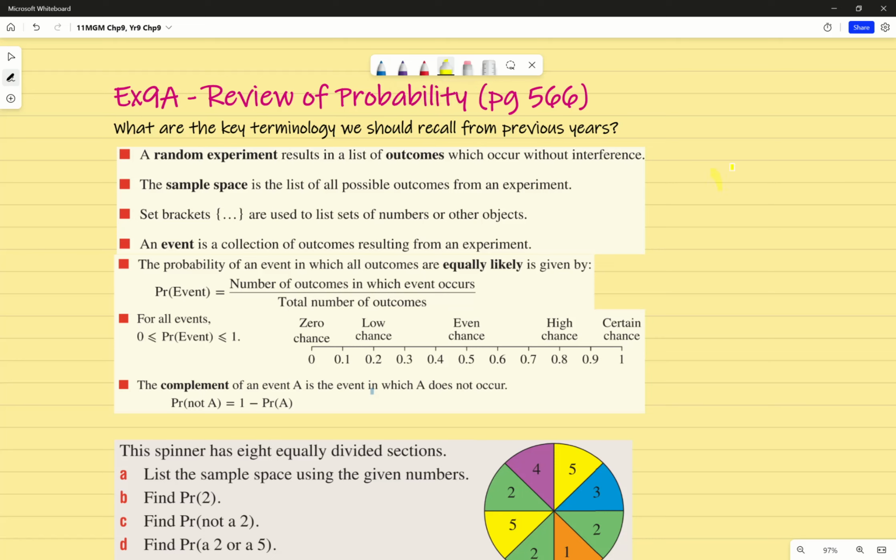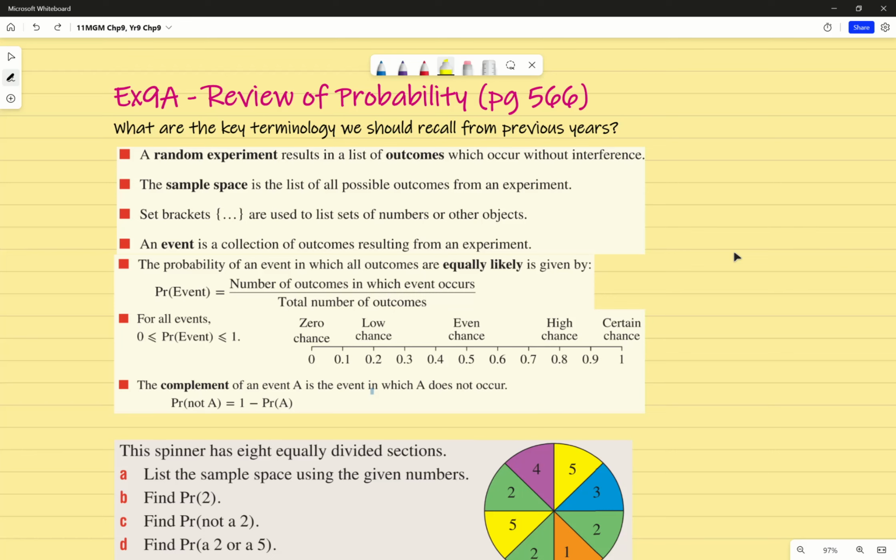This is an introduction to exercise 9A on review of probability, page 566 of our textbook. So the question we're answering is, what are the key terms we should recall from previous years? You've done probability in the past, and you've learned about these key terms, but I really just want to make it very clear so that when I ask you questions using this terminology, you understand what I'm looking for. The bolded words are the ones that you need to get down as definitions. If you really want to copy it word for word, you can, but you don't need to.